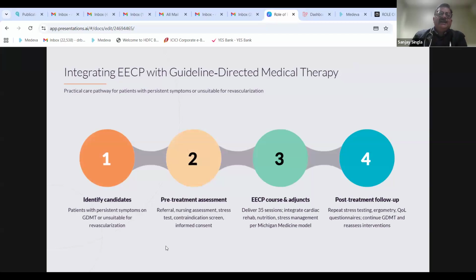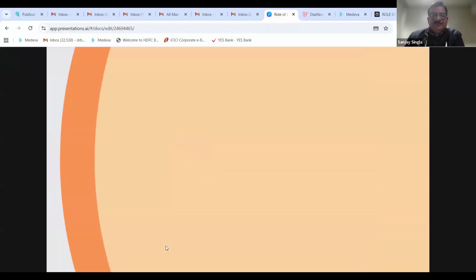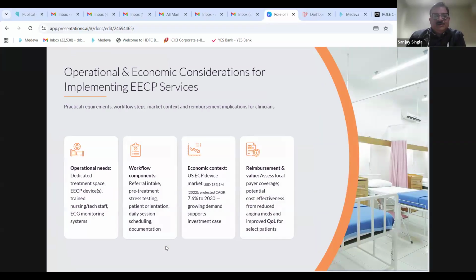So, how to integrate with guideline directed medical therapy? First is identify candidates, pre-treatment assessment, referral. We should do a stress test, contraindications should be screened out, informed consent should be there. But I will always say that the patient has to undergo GDMT before starting EECP, and the patient's NT-proBNP should be around 1,000, not more than that. The patient ideally should not be on loop diuretics, but wherever needed, it should be given. These we know, operational needs and all that.